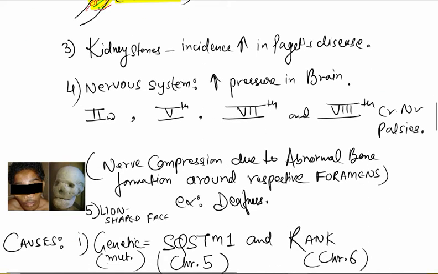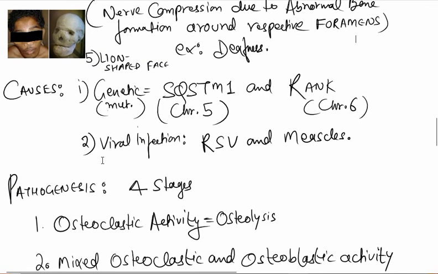There is an increased incidence of kidney stones, and in the nervous system, the patient can have increased pressure in the brain, and compression of the second, fifth, seventh and eighth cranial nerves, that can lead to their respective cranial nerve palsies. Lion face. This is one of the findings, the lion-shaped face of the patient.